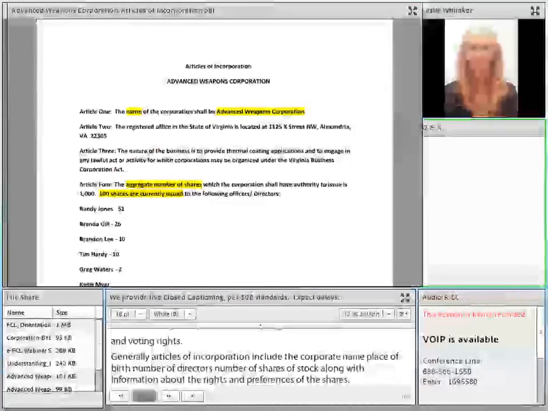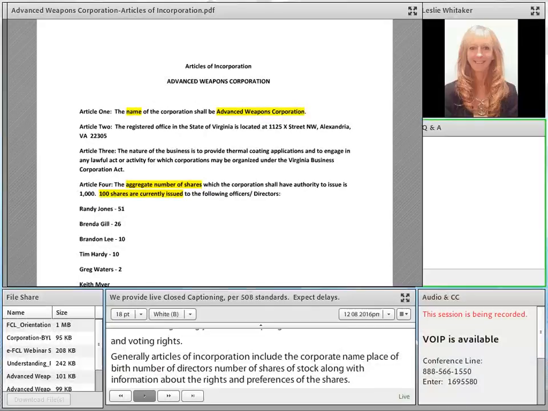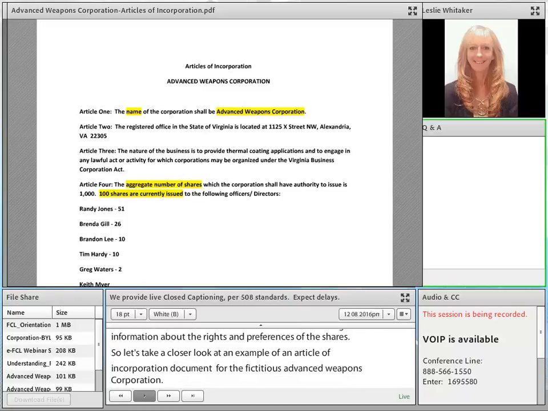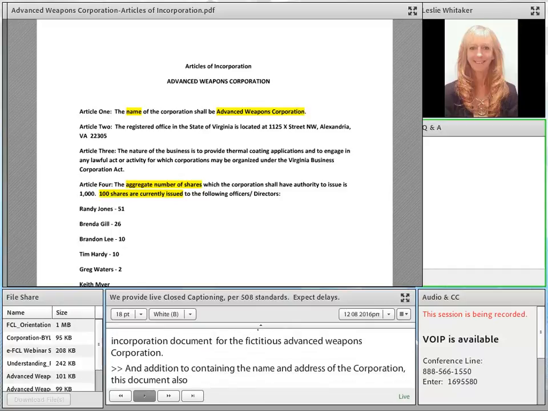In addition to containing the name and address of the corporation, this document also contains the number of shares authorized and issued by the corporation, and it tells you who owns these shares. The uploaded stock ledger must match the number of issued and outstanding shares identified in this document.